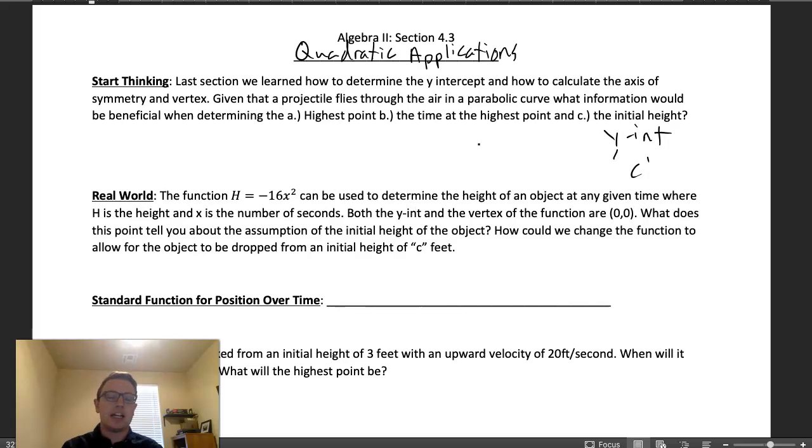What about the time at the highest point? Well, the highest point, the maximum or the minimum, is always the vertex. So the time at the highest point would be our axis of symmetry, or our vertex, just the x value of the vertex. And the highest point will be the y value of the vertex, because it's going to be the highest point reached at the highest time.